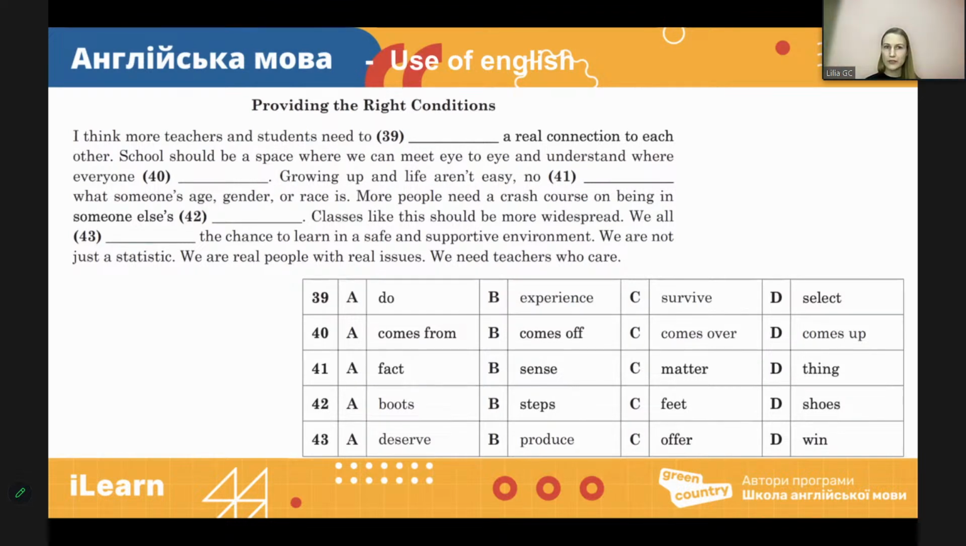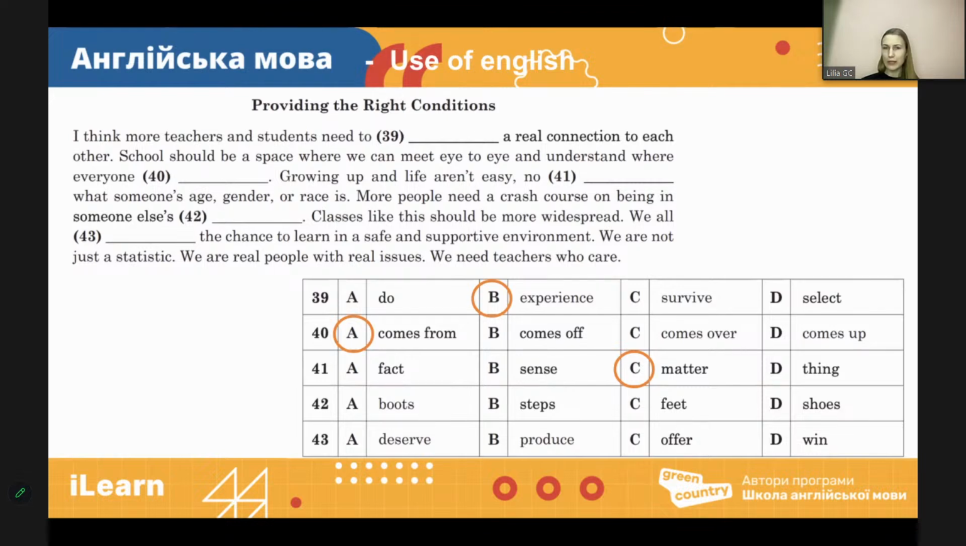So, I think more teachers and students need to be experienced. Yeah, we can experience real connection to each other. Then, school should be a space where we can meet eye to eye and understand where everyone, number 40, comes from. Yes, that's A. Звідки кожен походить. Growing up and life aren't easy. So, 41. C.